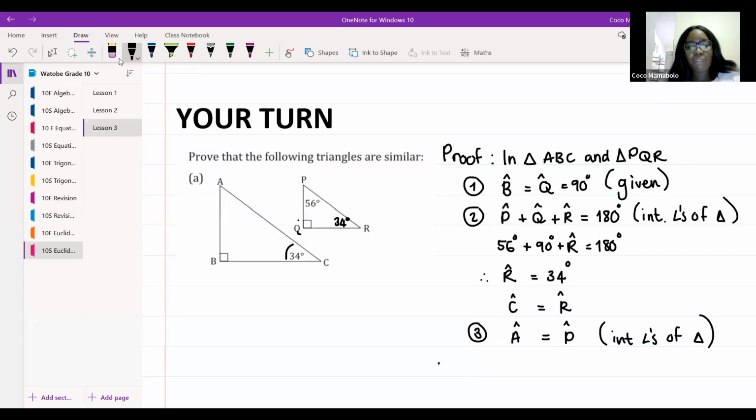And then I can say, therefore, triangle ABC is similar to triangle PQR. And here I can have angle, because I've proven 3.